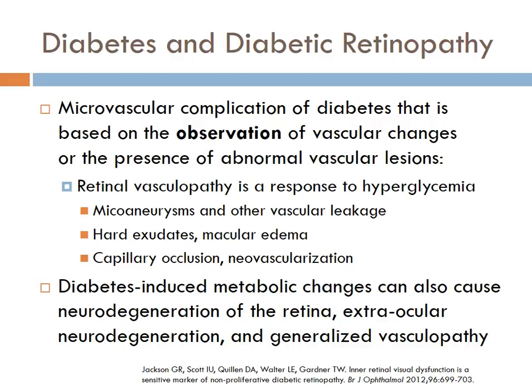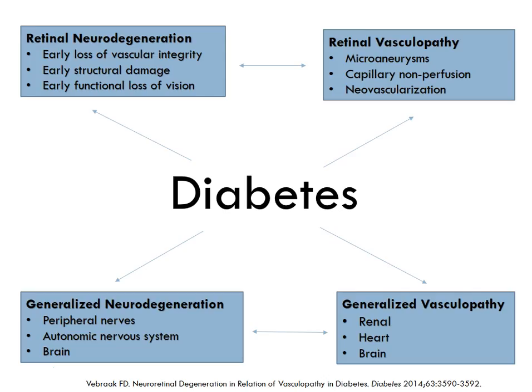What we know now is that diabetes-induced metabolic changes can also produce what's called neurodegeneration in the retina. It can produce neurodegeneration extraocularly. It can produce it in any of the blood vessels in the body. We're all familiar with the peripheral neuropathy that our patients with diabetes get. So it's not just diabetic retinopathy, and it's not just stuff that we see that we have to be concerned about in our patients with diabetes.